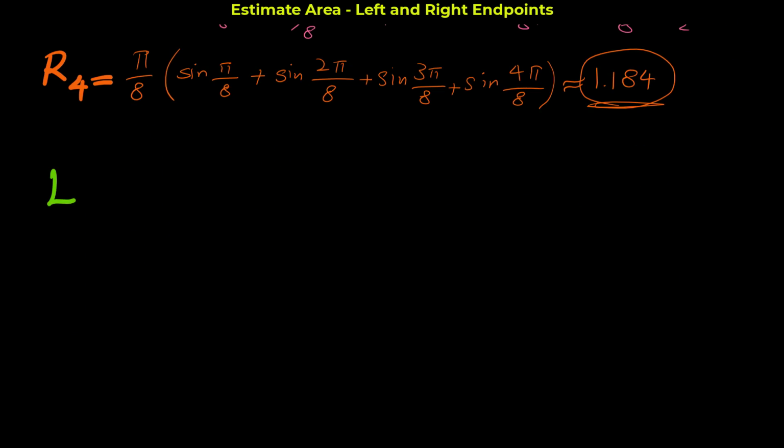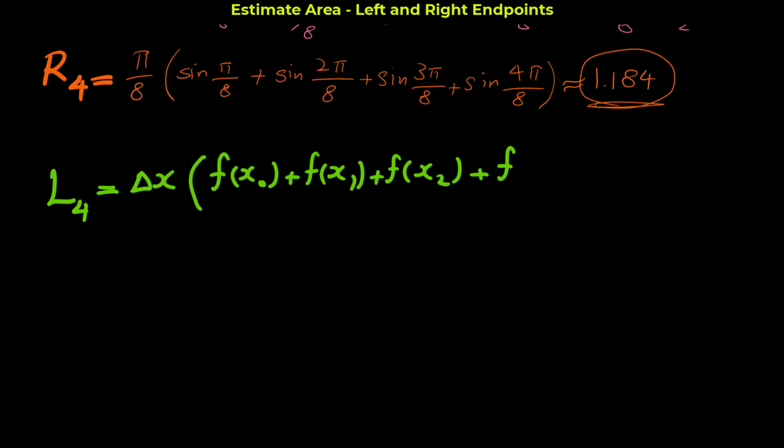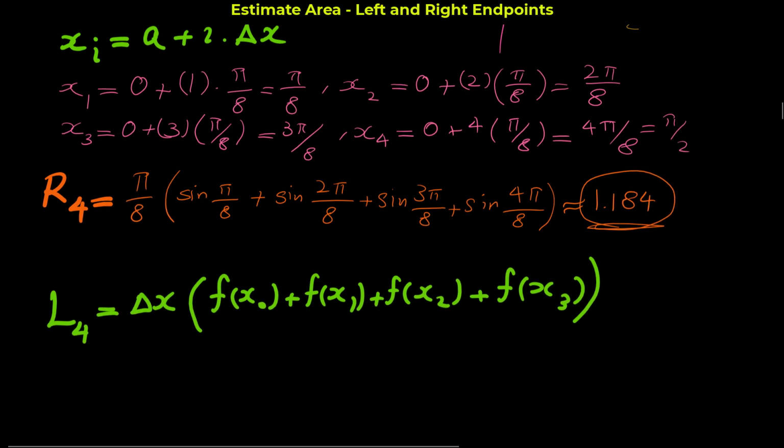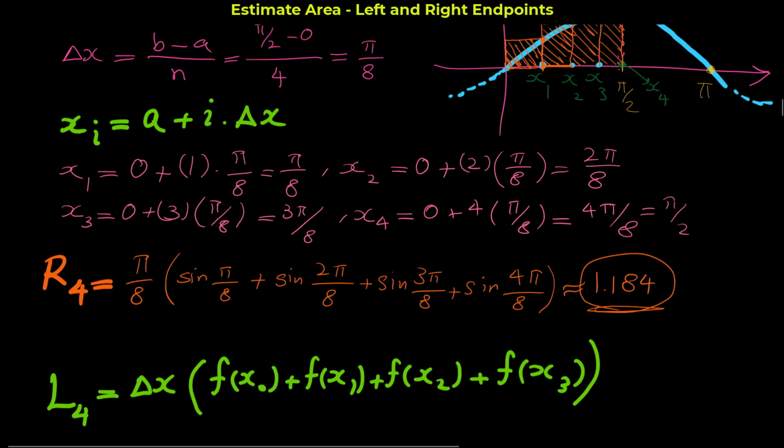For the left endpoints, the formula with 4 rectangles is this: delta x times f of x0 plus f of x1 plus f of x2 plus f of x3. For a moment, let's compare the two formulas, the right endpoints and the left endpoints.